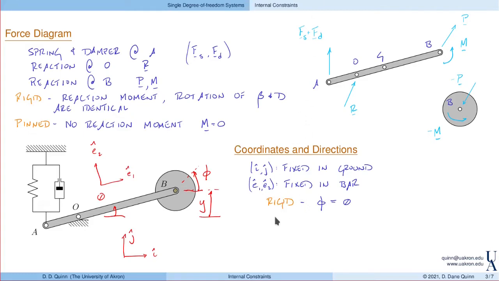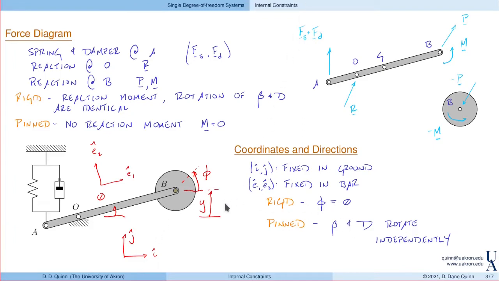If there is a pinned connection, well, then we can't say anything about the relative rotation of phi and theta, right? So the bar and the disk rotate independently. And again, there is no connection and no relationship between these two angles.